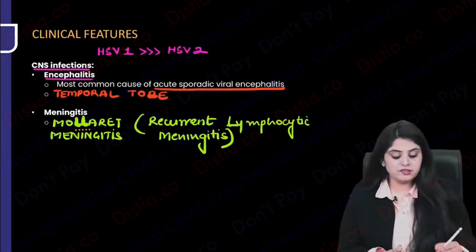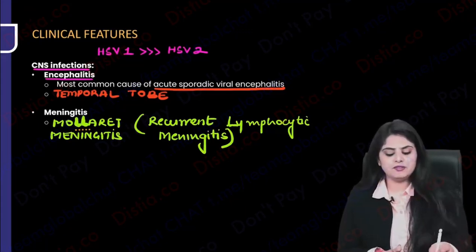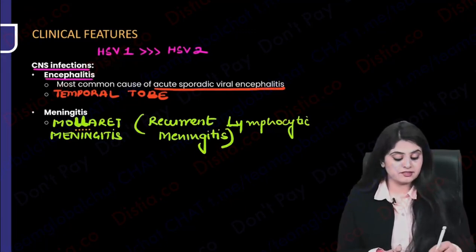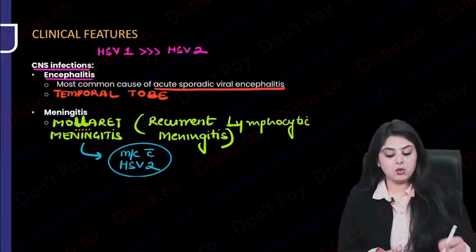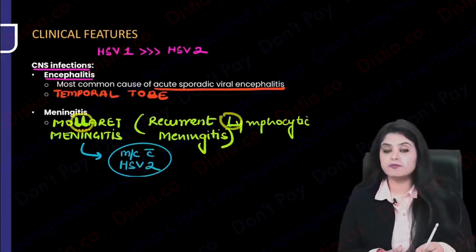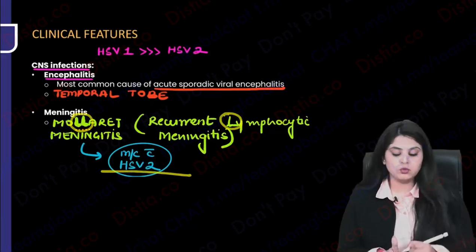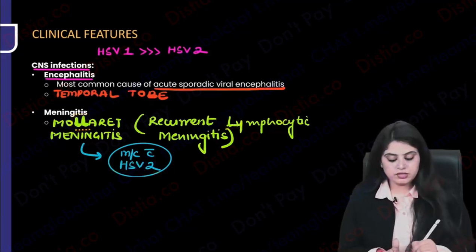So now this, you will say meningitis hai, so ma'am anything above the waist is more common with HSV1, but that's the trick. This is more commonly seen with HSV2. That is what I want you to know a catch for. So remember, Mollaret meningitis, which is lymphocytic meningitis, is more common with HSV2. Let's move on to the next one.